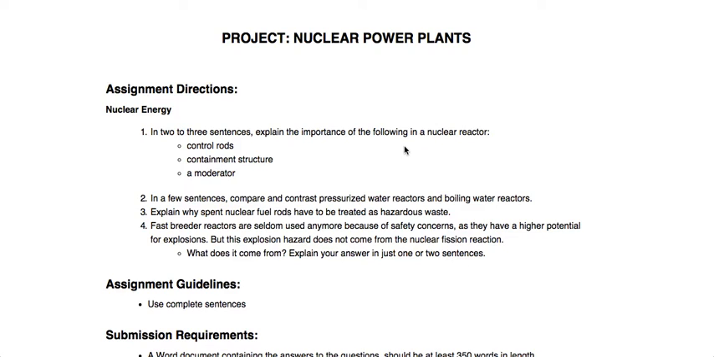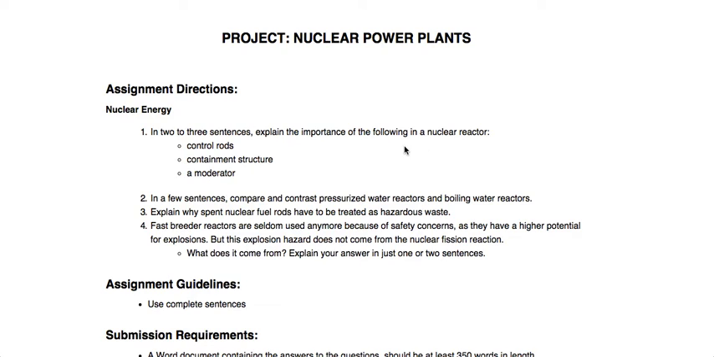And then the last question, fast breeder reactors. Fast breeder reactors are seldom used anymore because of safety concerns, as they have higher potential for explosions. But this explosion hazard has not come from the nuclear fissioning process. What does it come from? Explain your answers to me. I'm looking for 3 or 4 sentences here for you to talk about where it comes from, and what if a leak should occur, what could cause the explosion. So you're looking for that component.